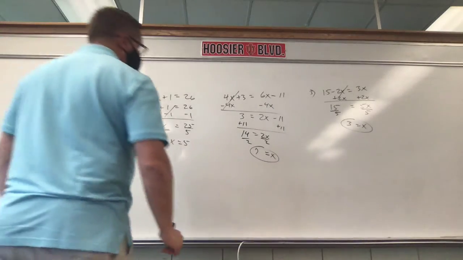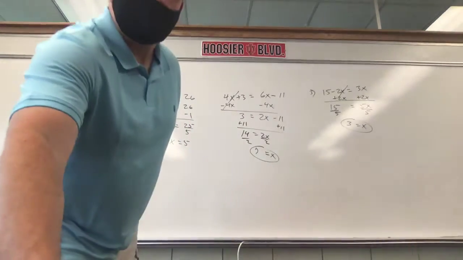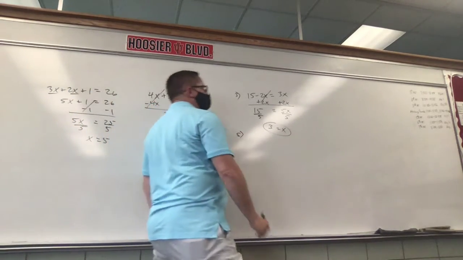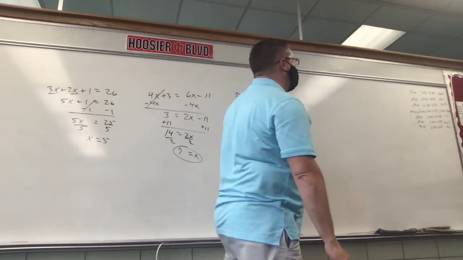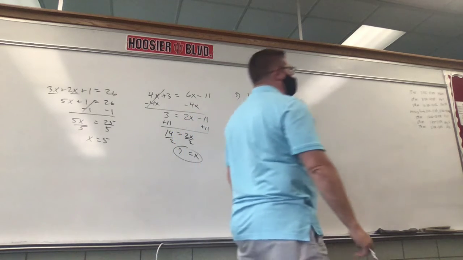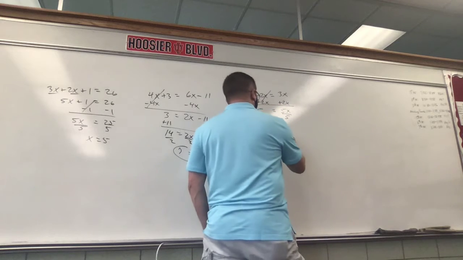Let's look at question number 5. Number 5: 5p minus 9 equals 2p plus 12. I don't have a problem if you change your p's to x's or whatever. I really don't care.